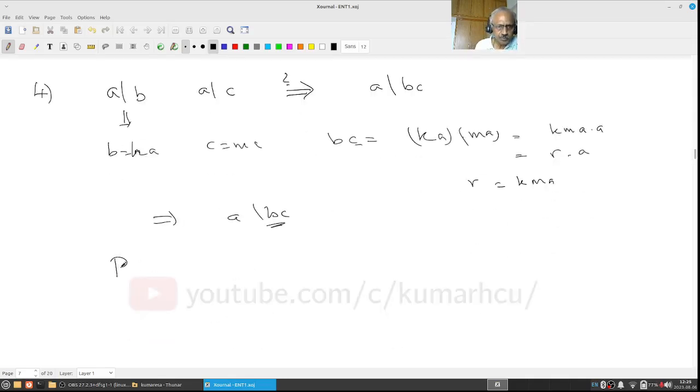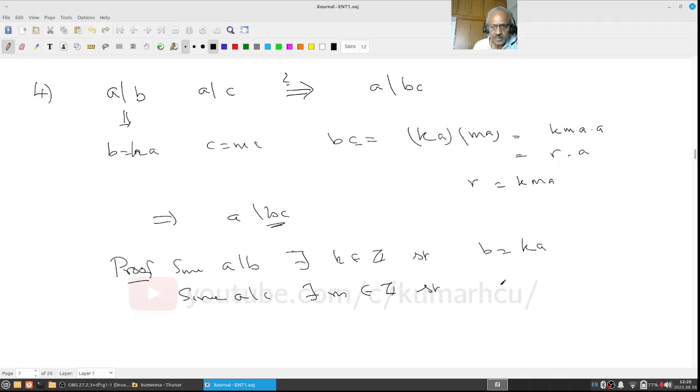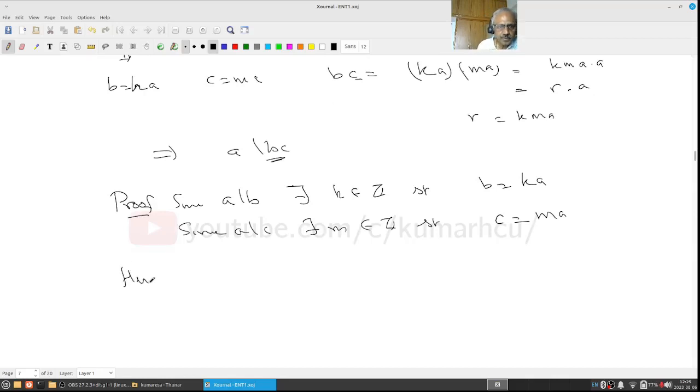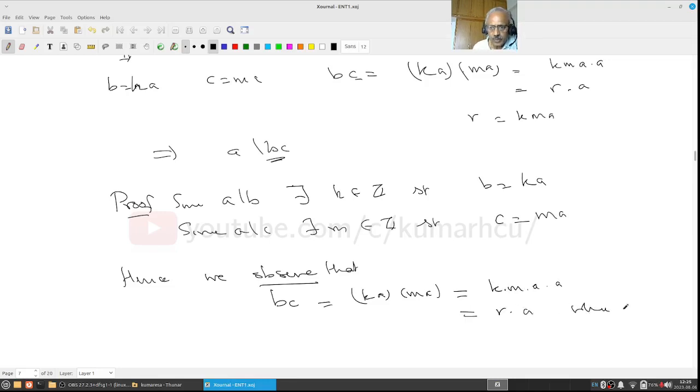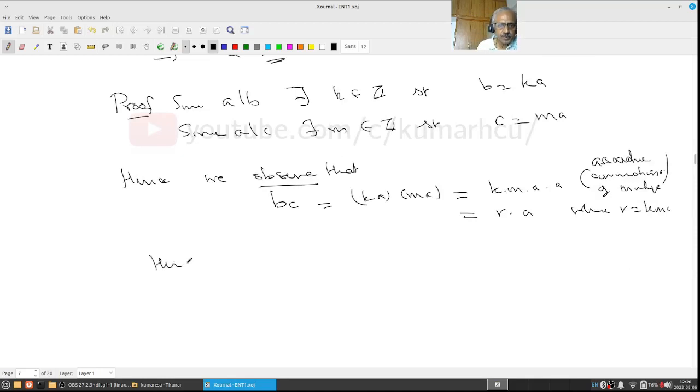Okay, now how do I write a proof? Again the same way. Since a divides b, there exists a k in Z so that b equals ka. Since a divides c, there exists an integer m in Z so that c equals m times a. Hence we observe, we note, we find, we know, whatever you want to write, these things are all your choice. This is ka times ma. Now this is k times m times a times a, and this is equal to r times a, where r equals kma. Here we are using associativity and commutativity of multiplication. Hence a divides bc.